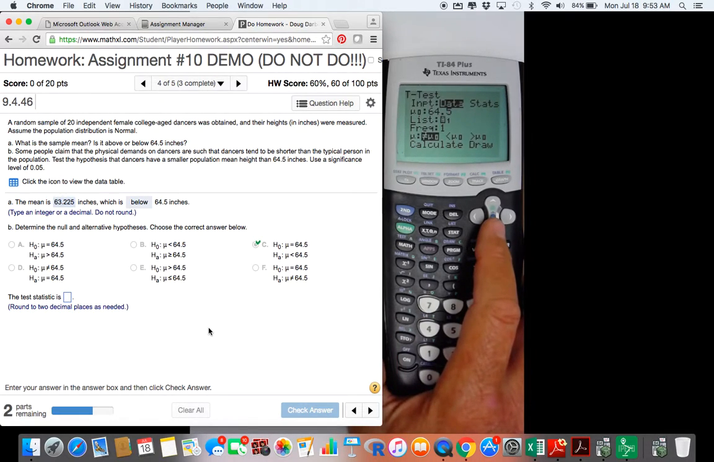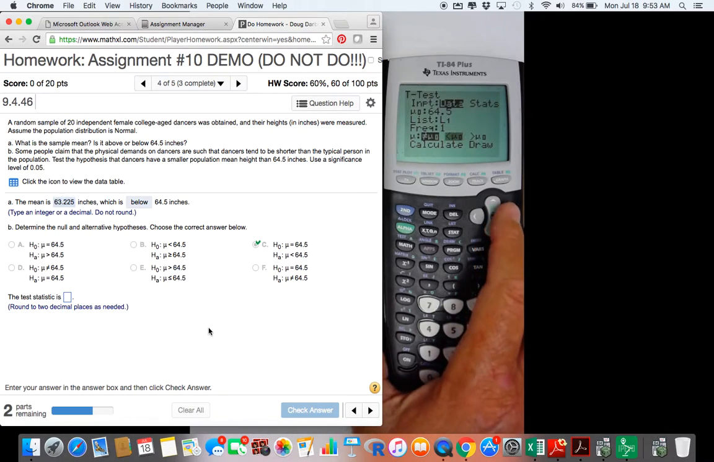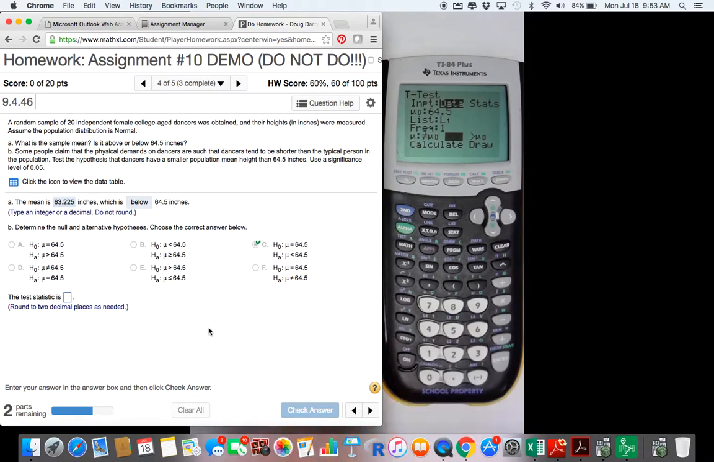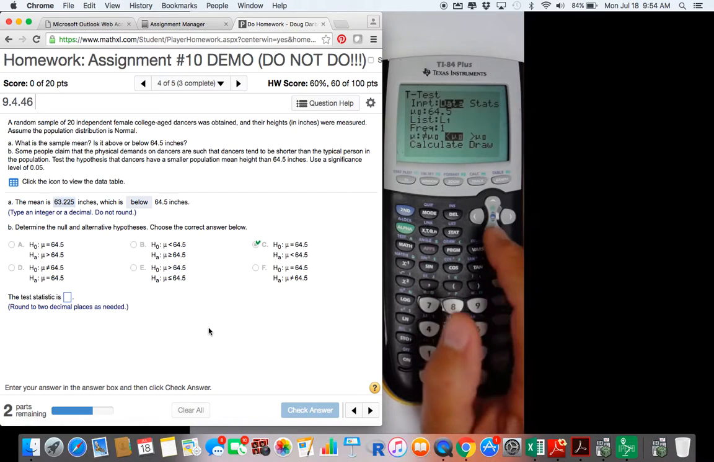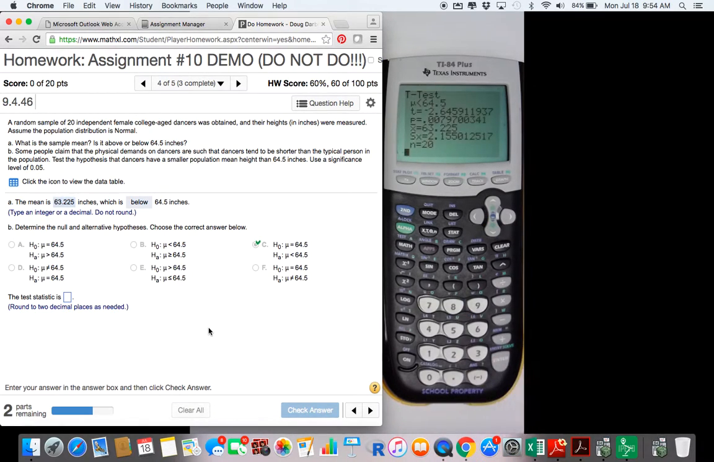I'll let all the calculations be done using the numbers in L1, and I need my inequality to be less than. So guys, I want this right here to match perfectly with the inequality that's in the alternative hypothesis. All right, so come down to calculate. My test statistic is the t-value, so this is negative 2.65.